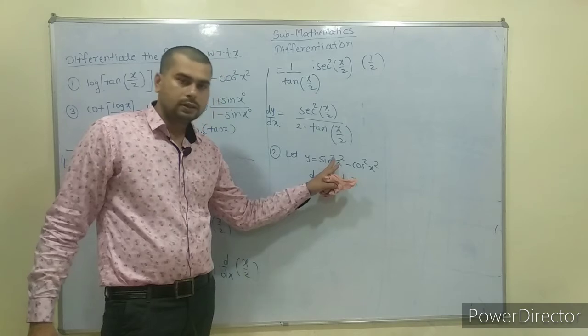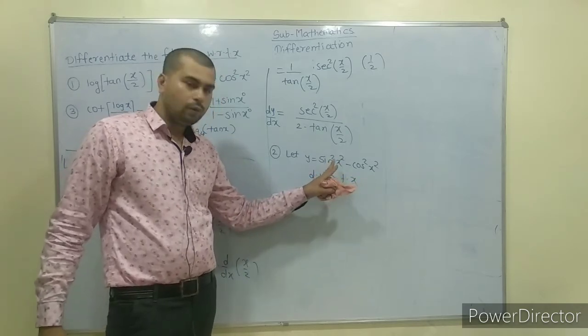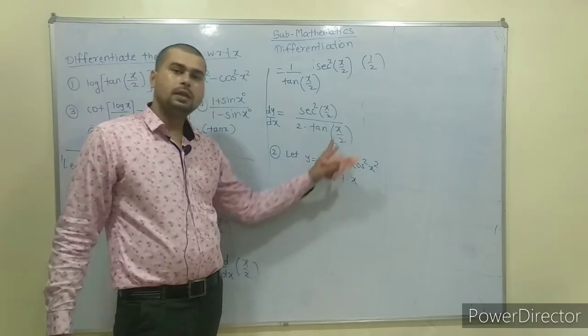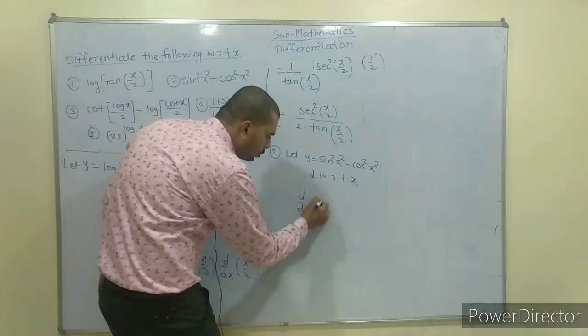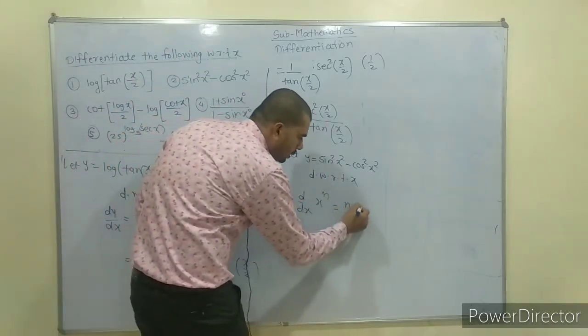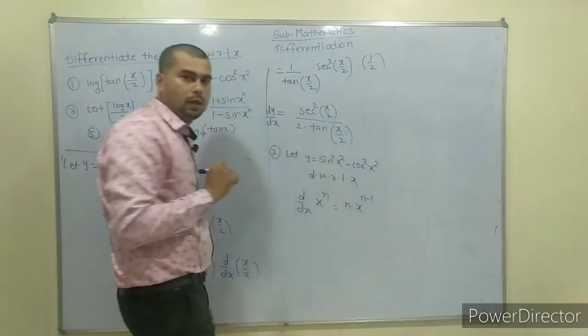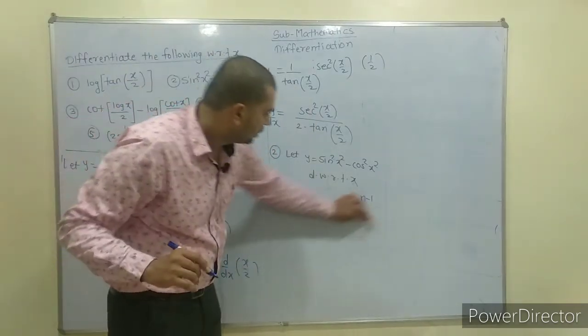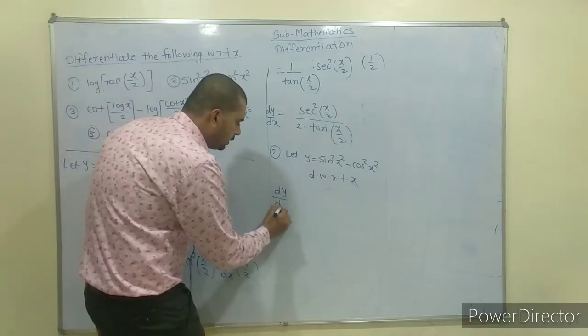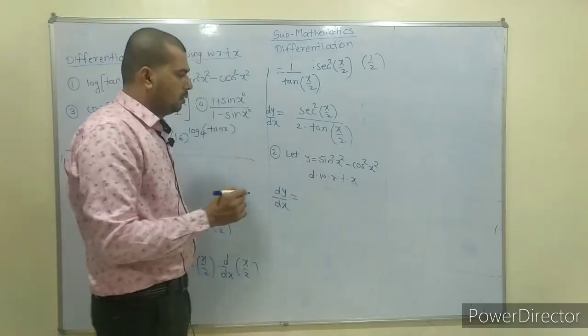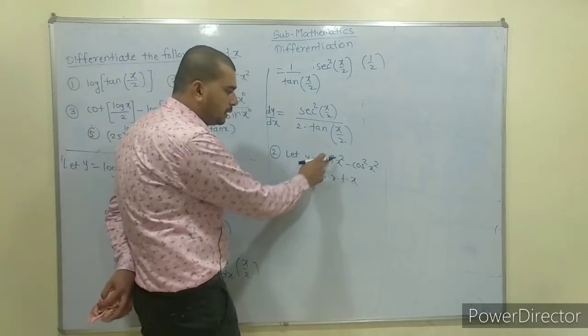So here is index. So here we have to use formula of x raised to n. What is formula of d by dx of x raised to n? It is n x raised to n minus 1. Then I am using first this formula. So dy by dx is equal to, what is index here? 2.